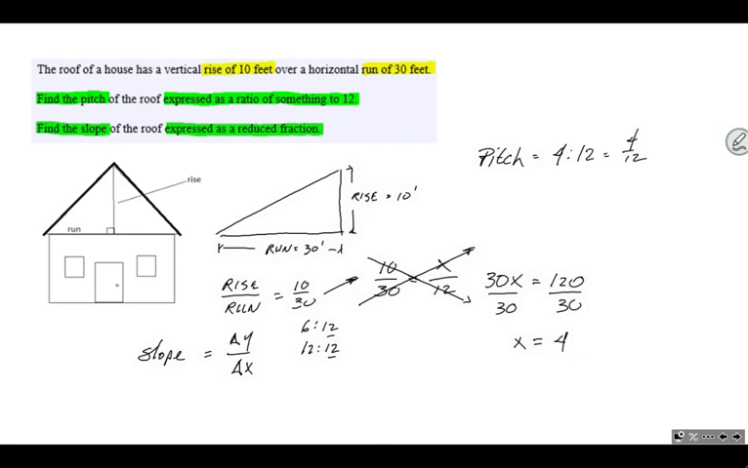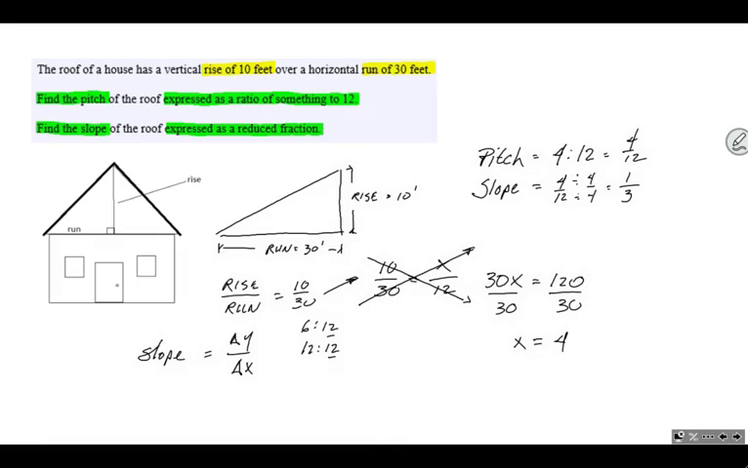Now the second part of this question asks us to find the slope of the roof expressed as a reduced fraction. Well, slope is a little different from pitch, I guess. The slope of a line can also be expressed as a reduced fraction. And when we reduce this fraction, 4 over 12, what do we do? We divide both the top and the bottom by their greatest common factor here, which is 4. We divide 4 by 4, we get 1. We divide 12 by 4, and we get 3. So this roof pitch can also be represented as a slope in reduced fraction form as 1/3.